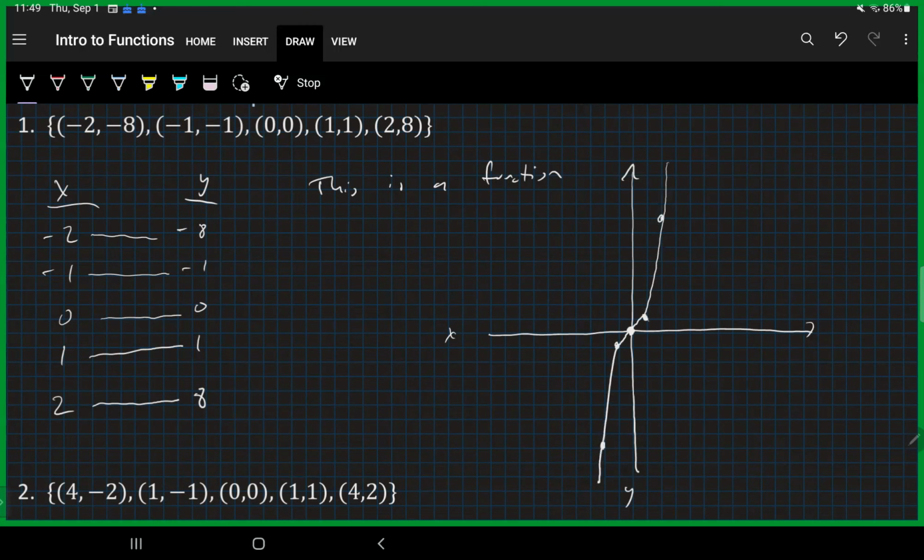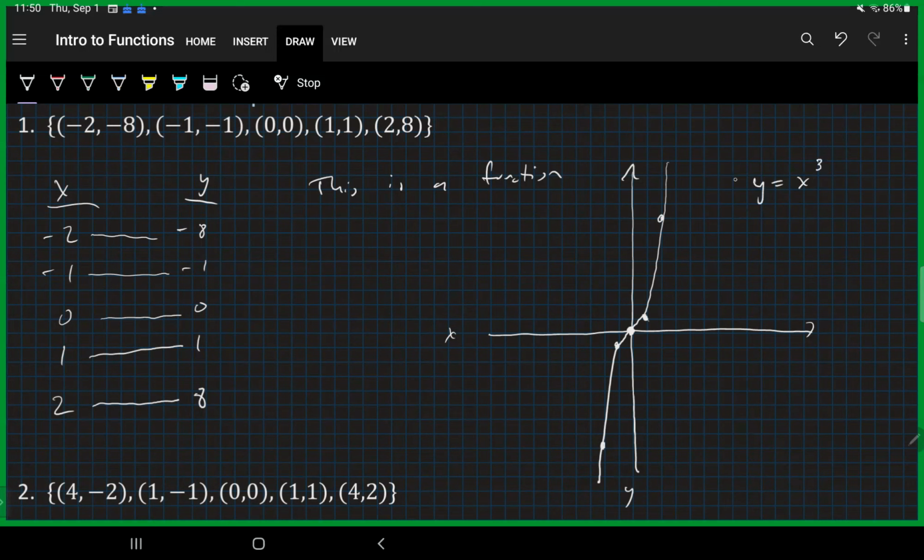And so what's going on here is whenever I have a set of points, I can always try to graph them and connect the dots. And in this case, I have x values going to y values. It turns out that this is the equation y equals x cubed.